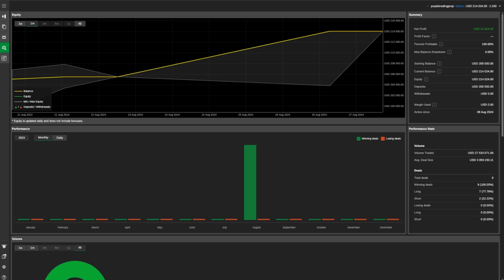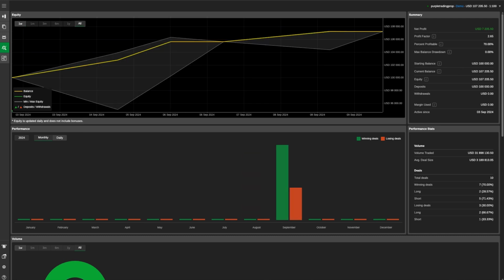Number 1 is the 200k challenge that I did. If we hover over here, you can see that I've had 100% winning deals. There are 9 trades, 9 wins, 0 losses. There's $14,000 in profit, which passes phase 1 on Ascendix Capital, 100% profitable. If we come down the table a little bit, you can see total deals with 9 wins, 7 long, 2 short.